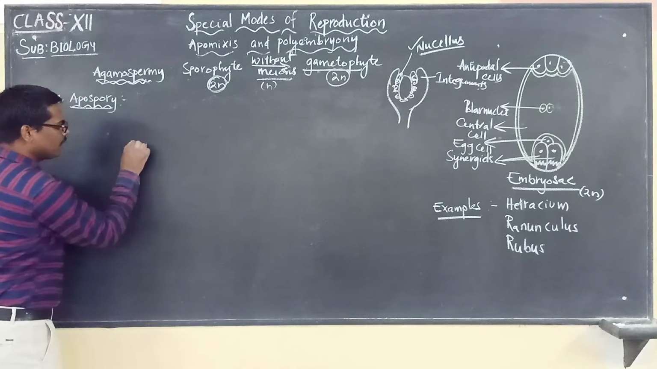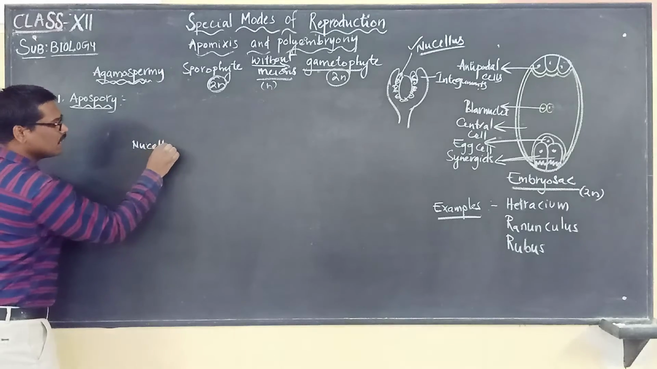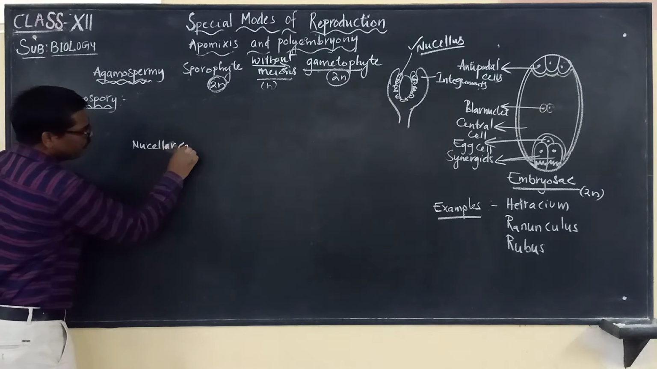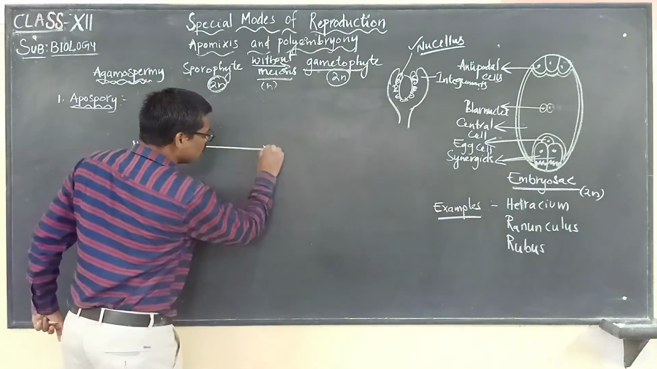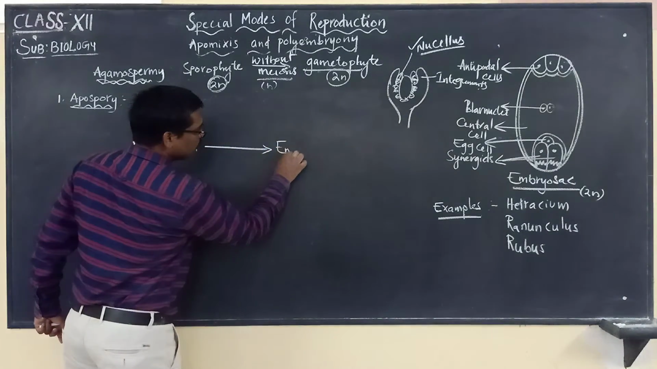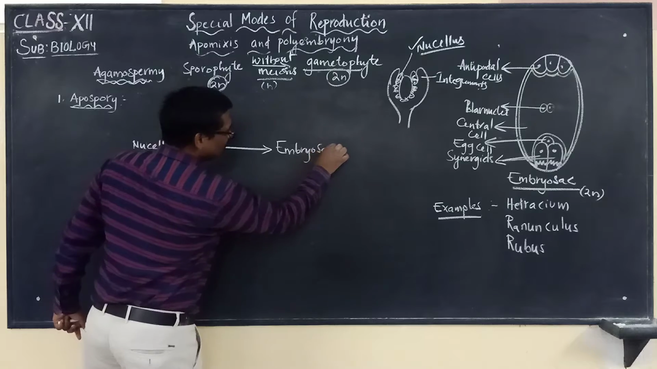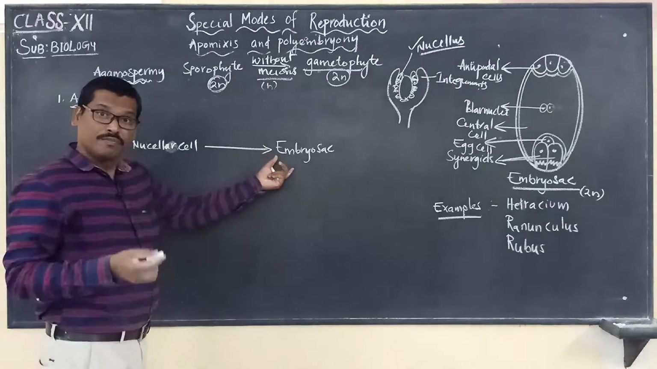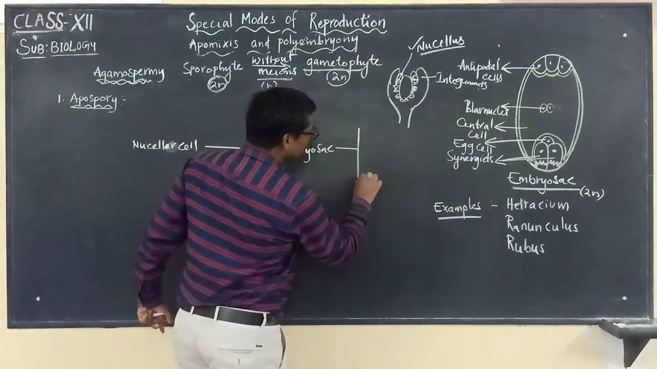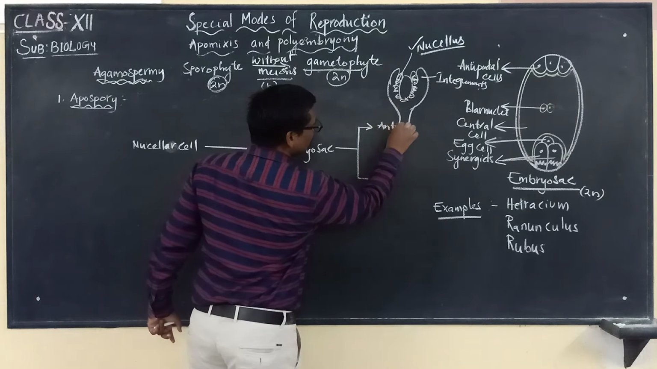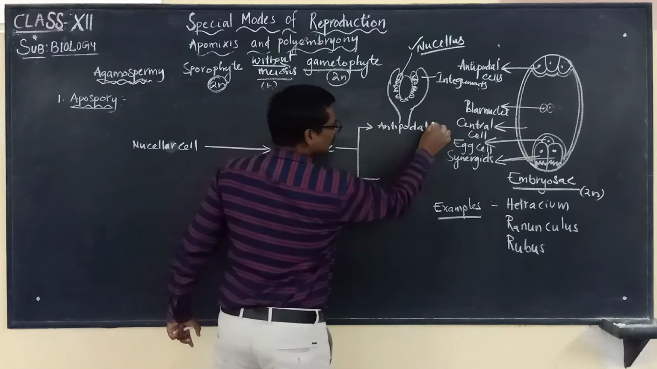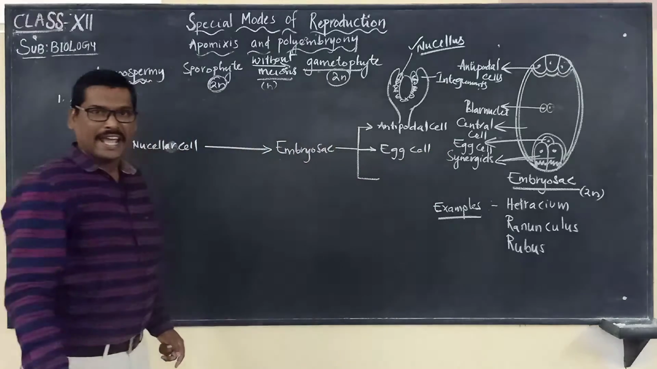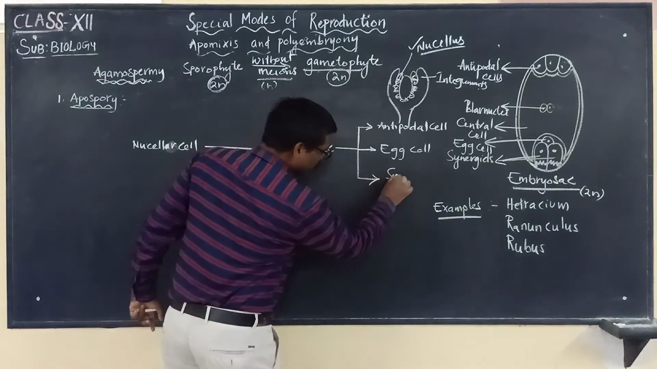Here, if you are taking a nucellar cell, let me say nucellar cell, it is developing into the embryo sac, female gametophyte, embryo sac. And the embryo sac will be containing what? It will be containing the antipodal cells. It will be containing the egg cell. And it also contains what? Synergids.